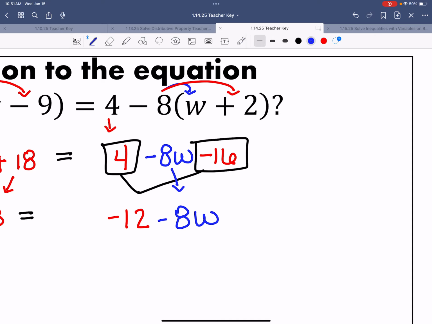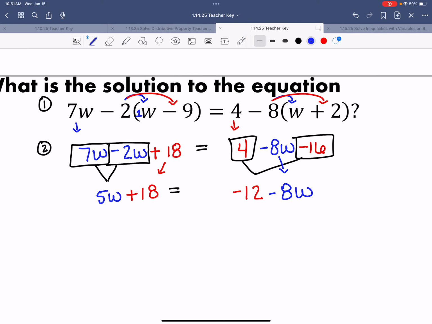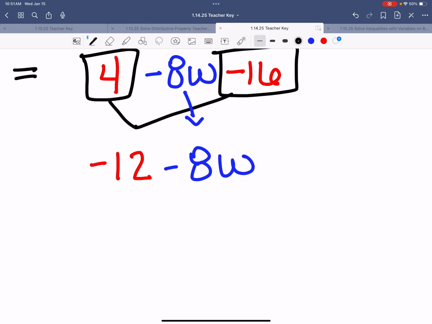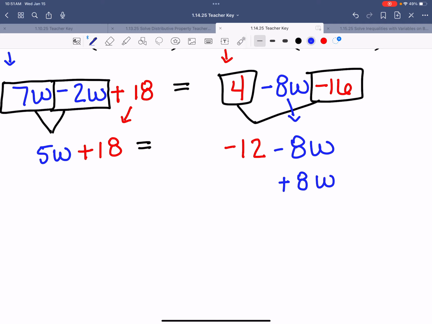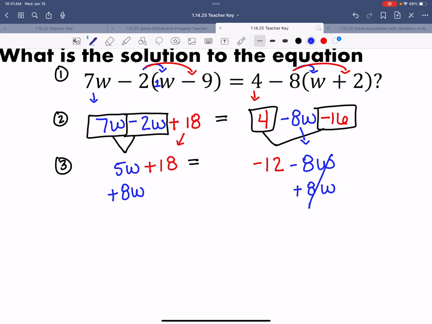So again, there's nothing else I can do further, so I'm going to now zoom out to my bigger picture. Now I'm on step 3, okay? So what I need to do is get all my variables to the left side of the equal sign. So I'm going to focus on the right side. My variable is right here. So I need to move that by doing the inverse. Inverse is the opposite. So that's a -8W. I do positive 8W. And what I do to one side, I'm going to do to the other. This cancels out. So this is technically part A where I move the variables to the left.